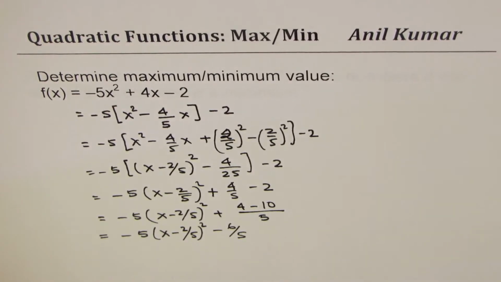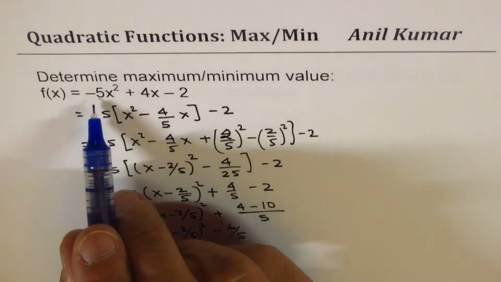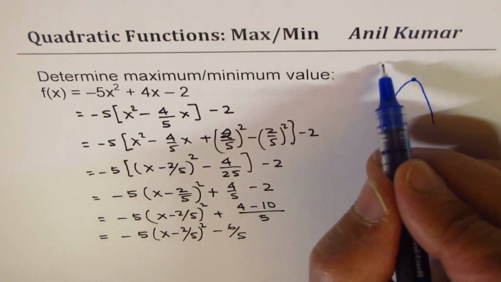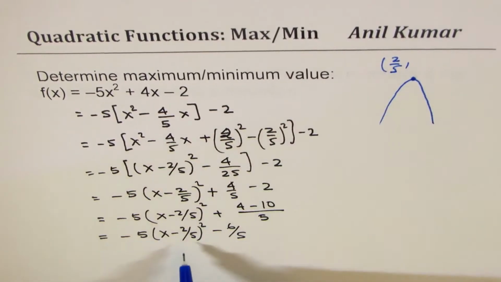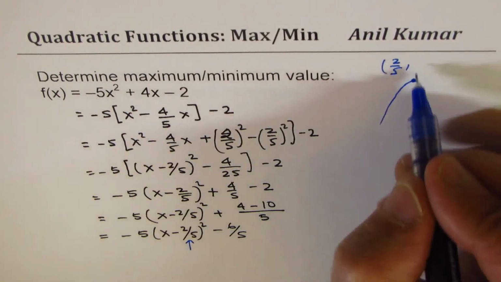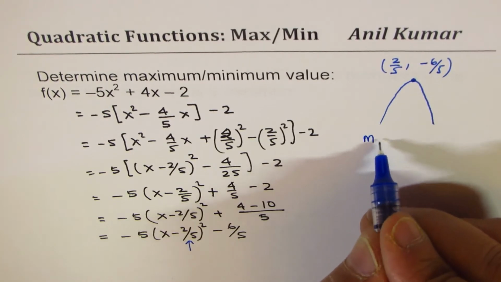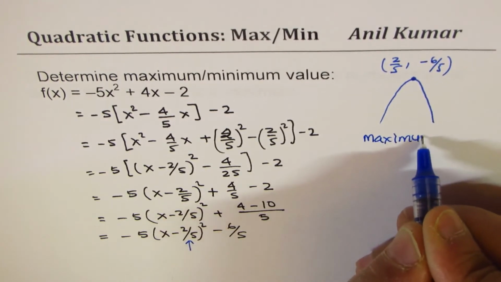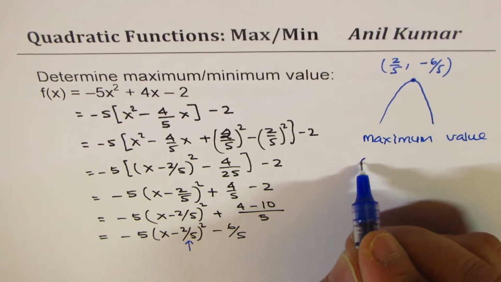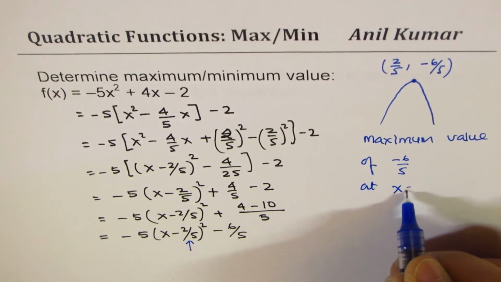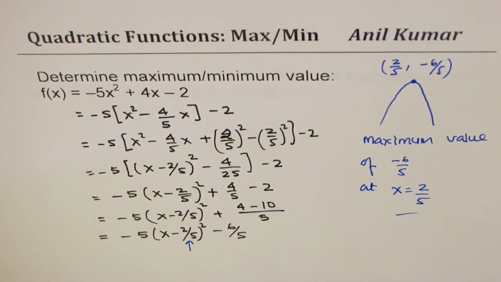Correct? So from here, we can say our parabola is going to open downwards. Perfect? And therefore, this vertex has 2 over 5 as the x value, and the y value is minus 6 over 5. So we have a maximum value of minus 6 over 5 at x equals 2 over 5. Perfect. So that is how you solve when the equations are given to you.